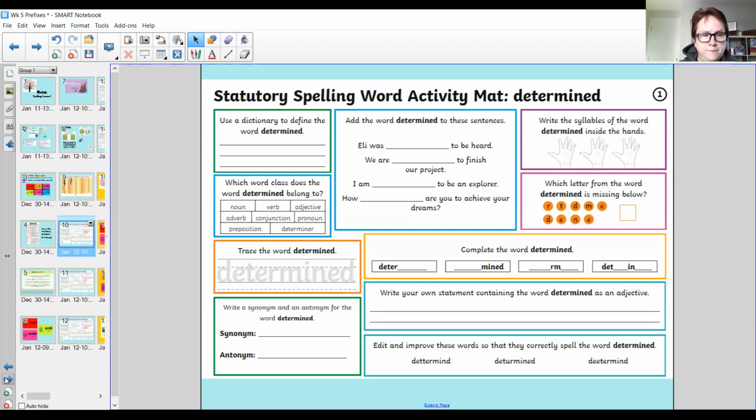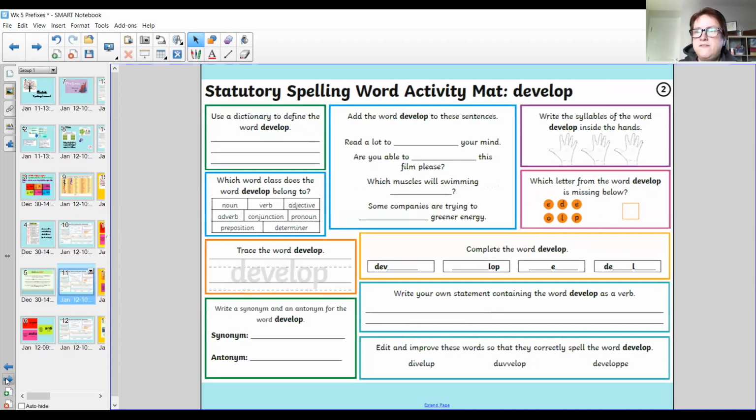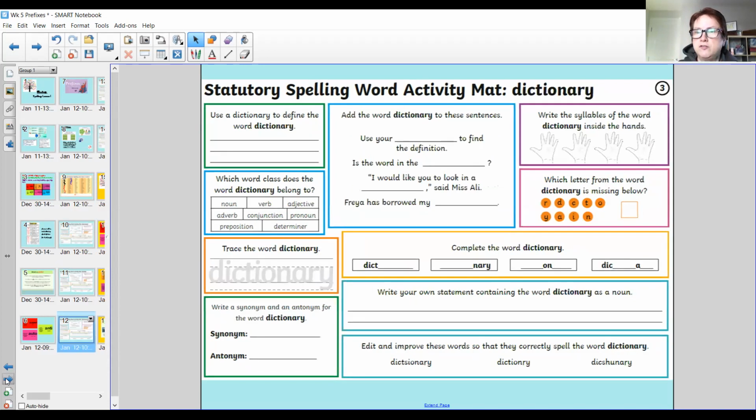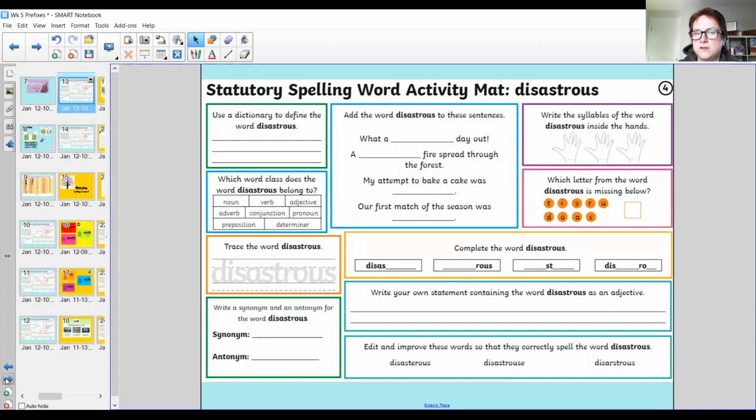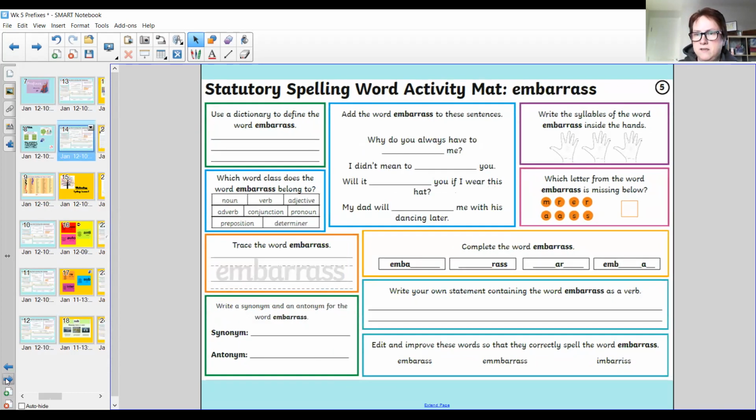Determined. Develop. Dictionary. Disastrous. And the last one for today, embarrass. So have a little go, try at least one this week or today, and there'll be another 5 on Wednesday.